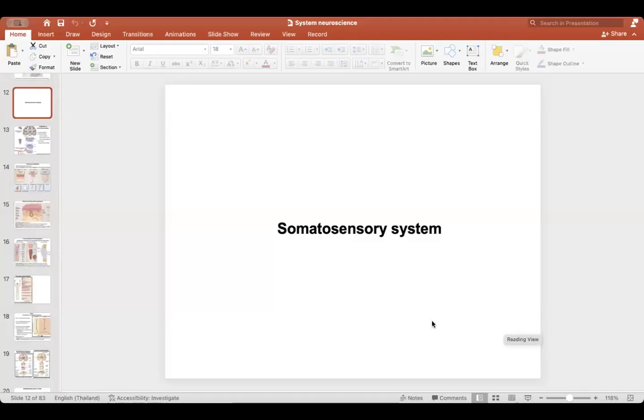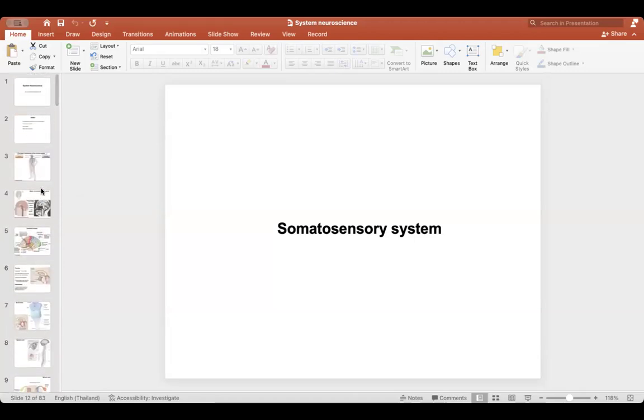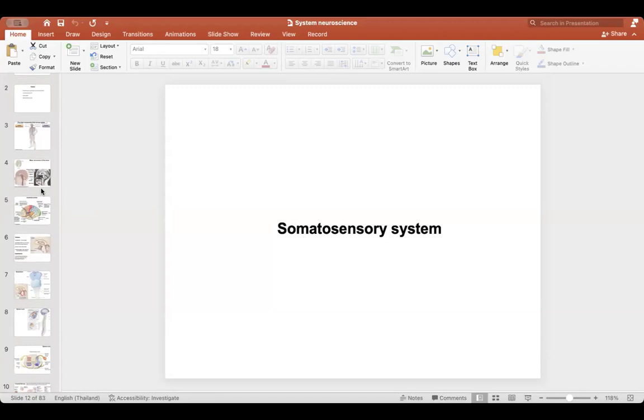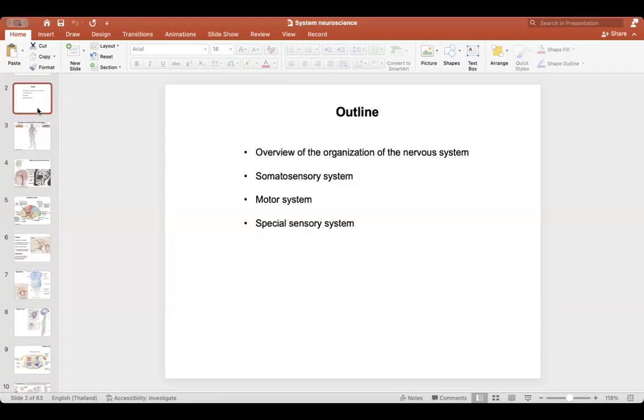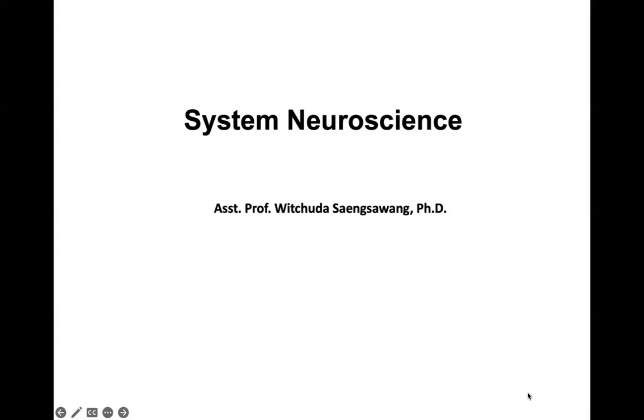All right. So last time we started talking about overall structures. I'm going to go really fast to review last time. For the system neuroscience, we spent most of the time talking about cell neuroscience. That means how an action potential is developed, how it travels and then activates the next neuron or the target cells. We also started talking a little bit about the system neuroscience.